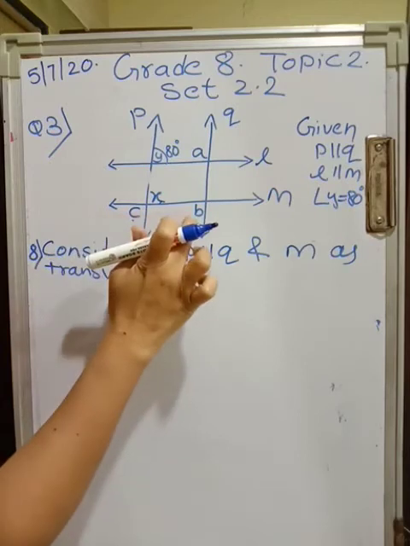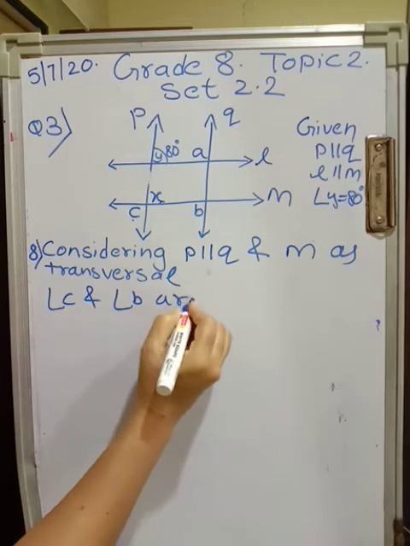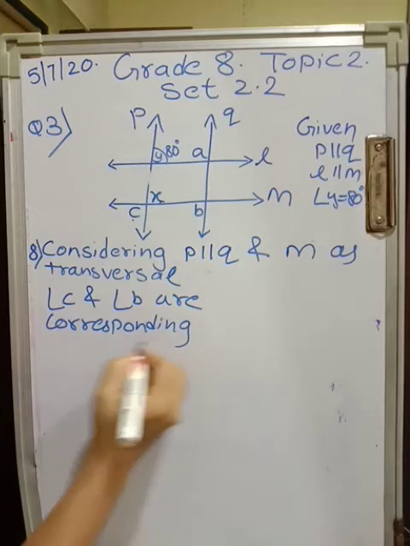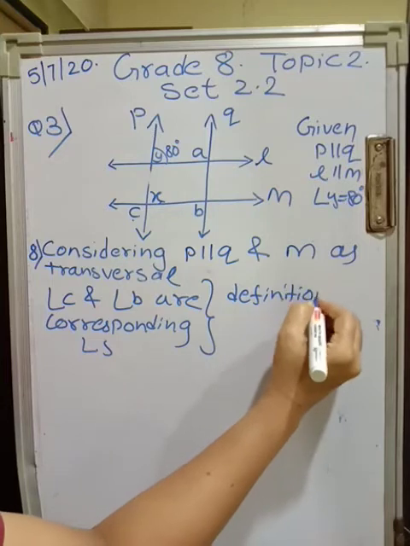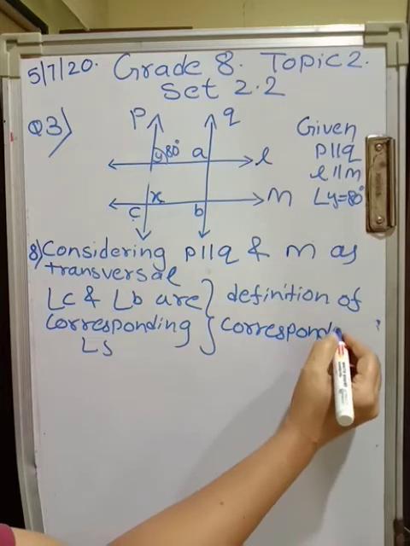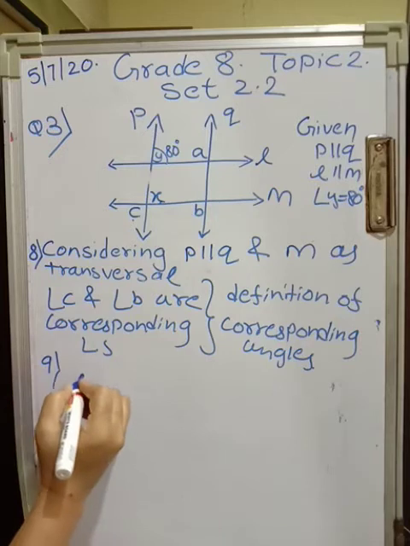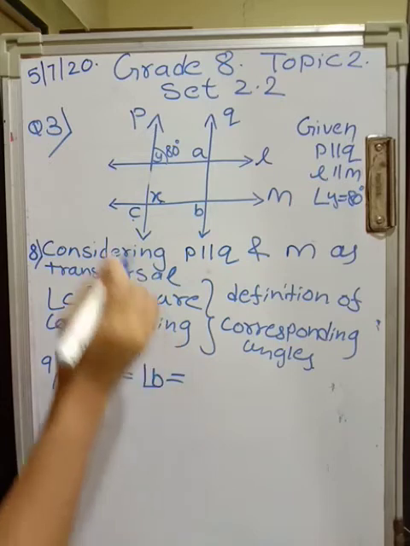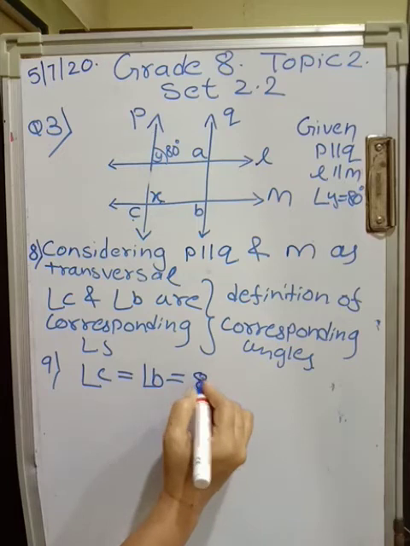In that case, C and B become corresponding angles. So we'll write angle C and angle B are corresponding angles. What's the reason? Definition of corresponding angles. So what will be the 9th step? Angle C is equal to angle B is equal to, how much was C we have calculated? 80 degrees. So is equal to 80 degrees.